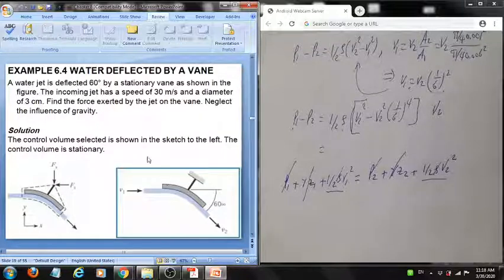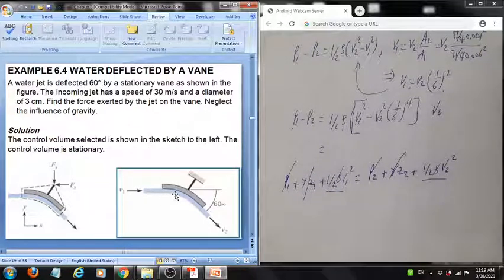Okay, let's take this example to show how they work. We have a water jet that is deflected by 60 degrees by a stationary vane from the horizontal. The incoming jet has a speed of 30 meters per second and a circular diameter of 3 centimeters. Find the force exerted by the jet on the vane.